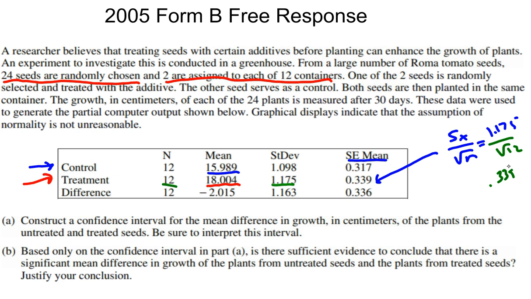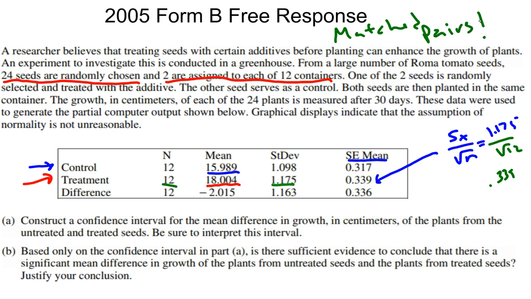But in reality, in this case, you'll notice that there was an effort to match up the seeds. They put 2 seeds from the same type of Roma tomato plant into the same container, one with the additive, one with not. They were trying to create what's known as a matched pairs design. That's what this is. This whole problem is a matched pairs design. And the pairings are happening in each container.